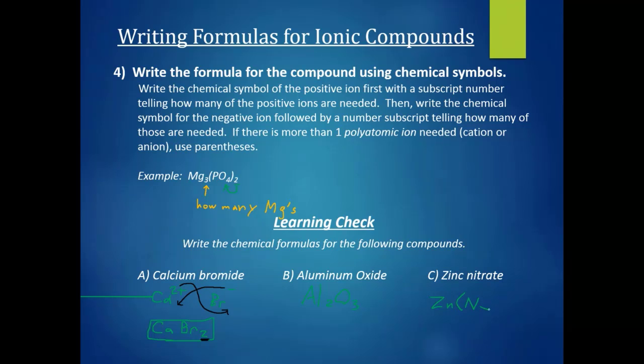Zn(NO3)2. So I made a mistake at some point when doing mine. I got Zn3(NO3)2 somehow. Yeah, no, and so here's the thing. What is the charge of zinc? It's 2 plus. Yeah, so zinc is a 2 plus charge. And what is the charge of nitrate, NO3?